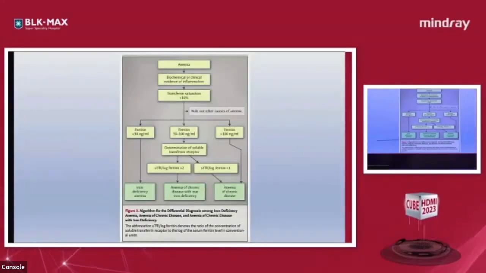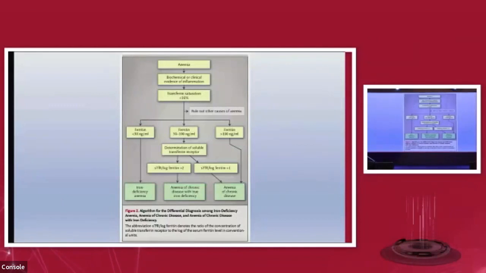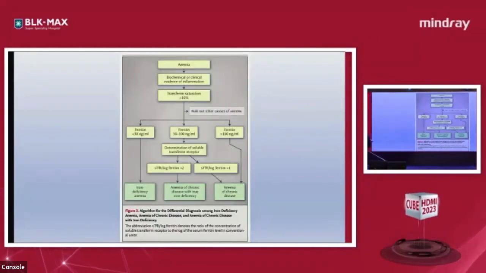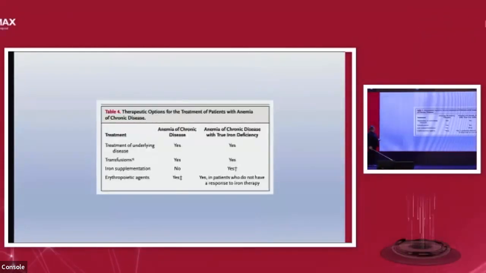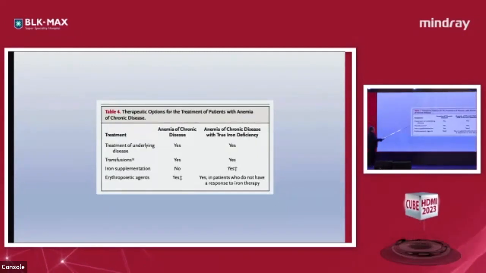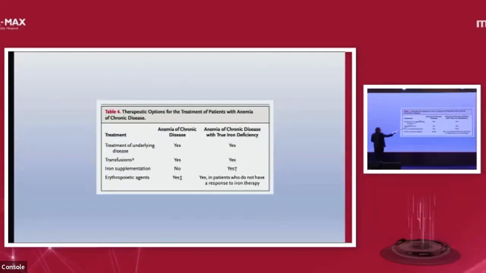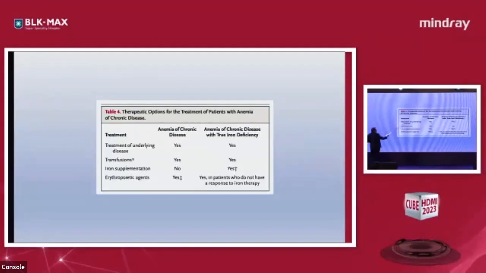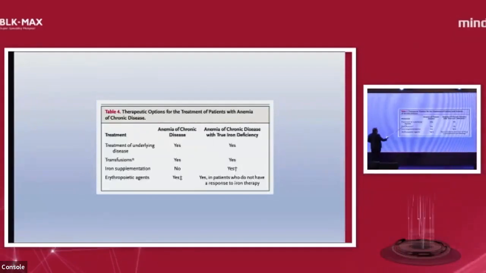And that is the schematic for the diagnosis of anemia. I recommend you have a look at this article from the New England Journal of Medicine. The treatment of the anemia of chronic disease is the treatment of the underlying disease.